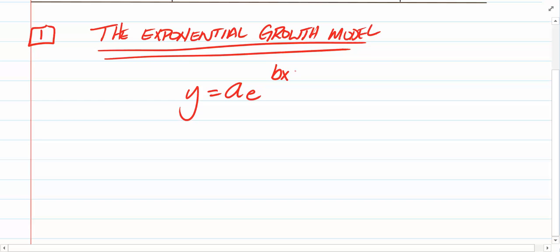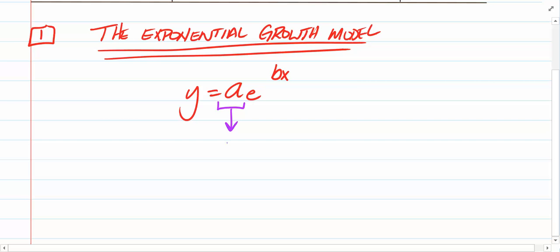Now this should look familiar to you, at least the form of this should look familiar. Does it look like anything we've done before? Yes. What's it look like? A to the x. PERT. Very good. Looks like that PERT formula, A equals P e to the rt, right? Okay. So let's talk about what all these are.